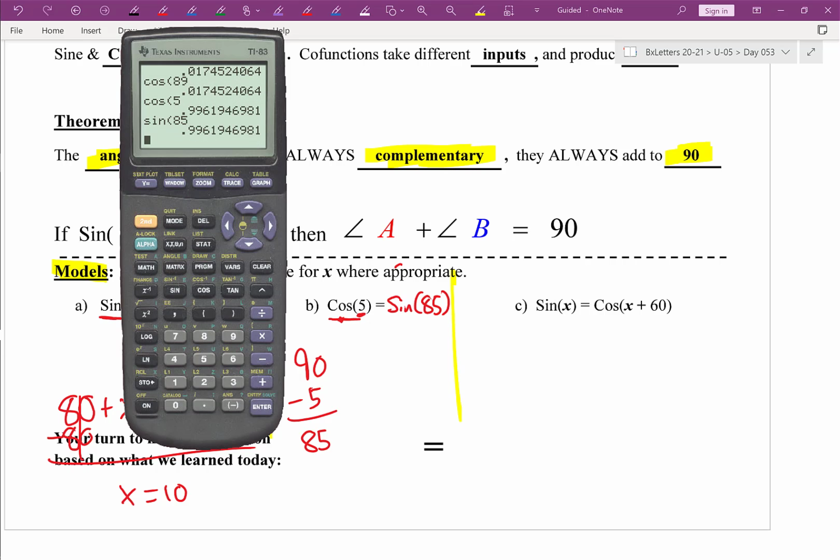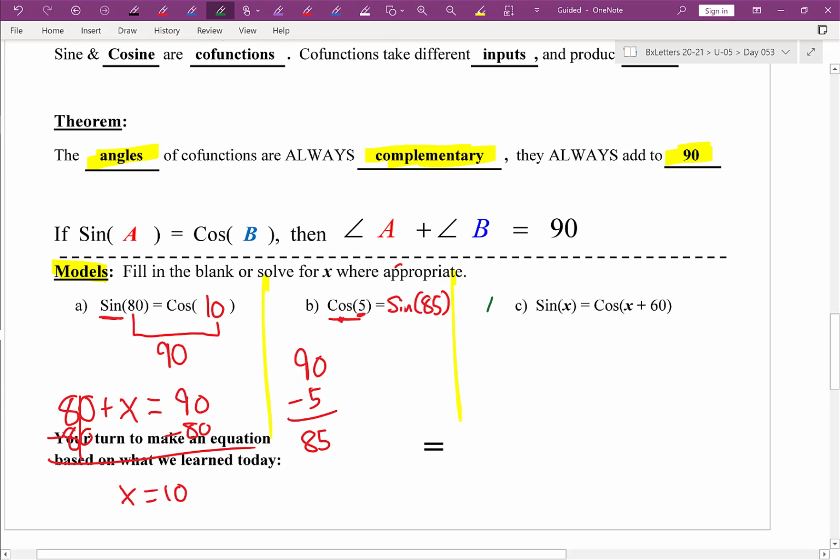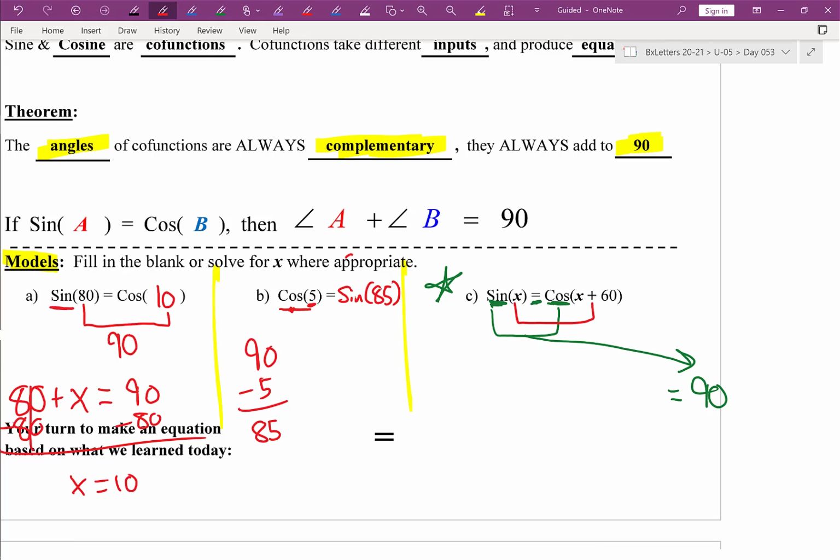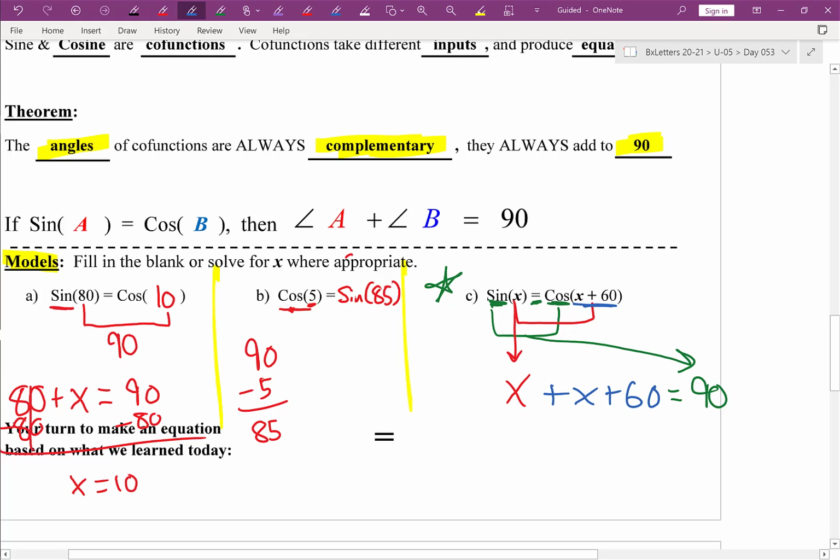Boom. Where it gets harder, this is probably the best example I'm going to give you, is here. This is what most of these problems are going to look like. You look for sine equals cosine, and then you're immediately making an equation. Now that I have sine equal to cosine, that lets me write out 90. Whatever's in sine and whatever's in cosine, one is x, and the other thing in there is x plus 60. Those things have to add up to 90. And now you have an equation that you could solve.